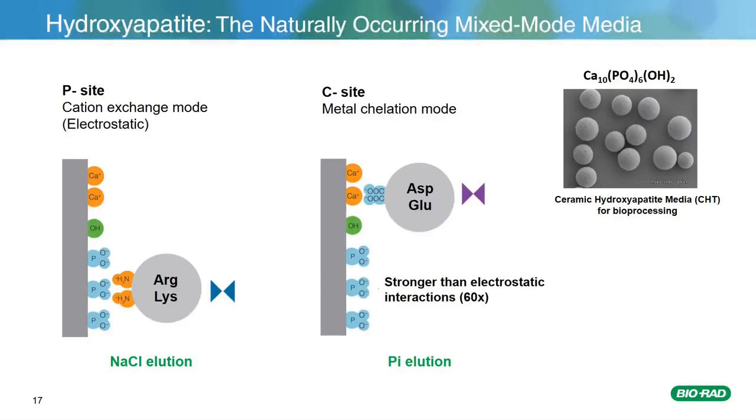Interaction at the C sites is believed to be much stronger than the electrostatic interaction at the P sites, at least 60 times. Elution of the bound proteins can be achieved by increasing concentration of sodium chloride or phosphate or both in the buffer, in combination with pH variation, depending on the strength and types of the interactions.